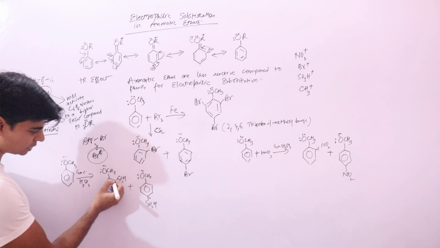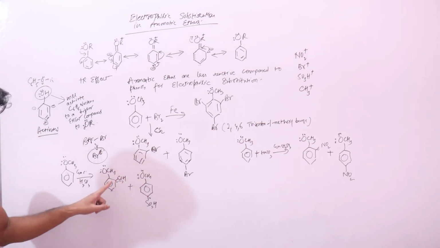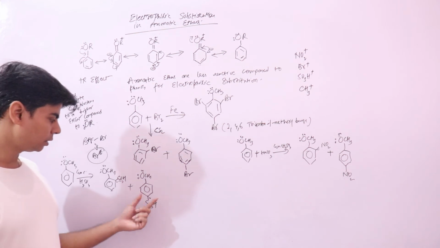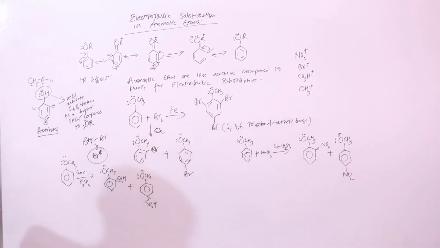And since sulfonic is at 2 position, this is 2-sulfonic 1-methoxybenzene. This is 4-sulfonic 1-methoxybenzene, right?